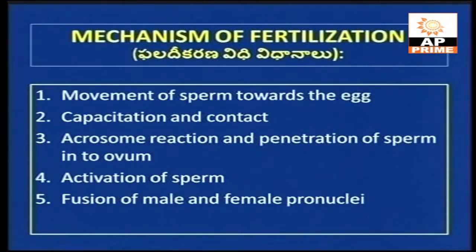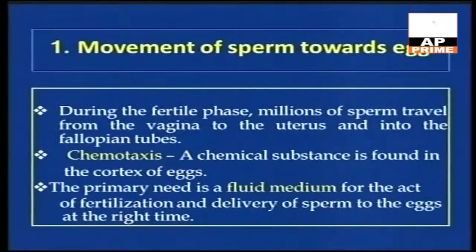Here the spermatozoa which is released in the aquatic medium or in the female reproductive tract has to reach the ovum. Only after reaching the ovum will the fusion of both gametes take place. The first one is the movement of sperm towards the egg. That means how the spermatozoa reaches the egg.